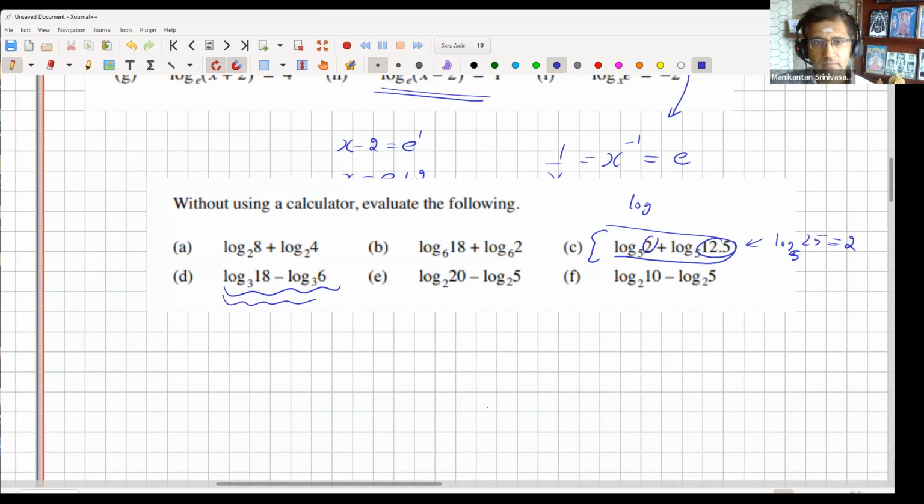Okay. Yeah, we did the subtraction rule, right? Log A minus log B is log of A by B, right? We can apply that here.